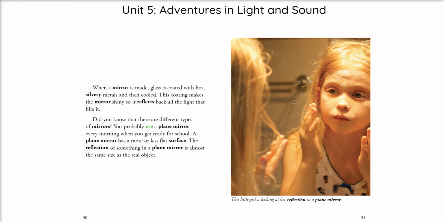You probably use a plane mirror every morning when you get ready for school. A plane mirror has a more or less flat surface. The reflection of something in a plane mirror is almost the same size as the real object.